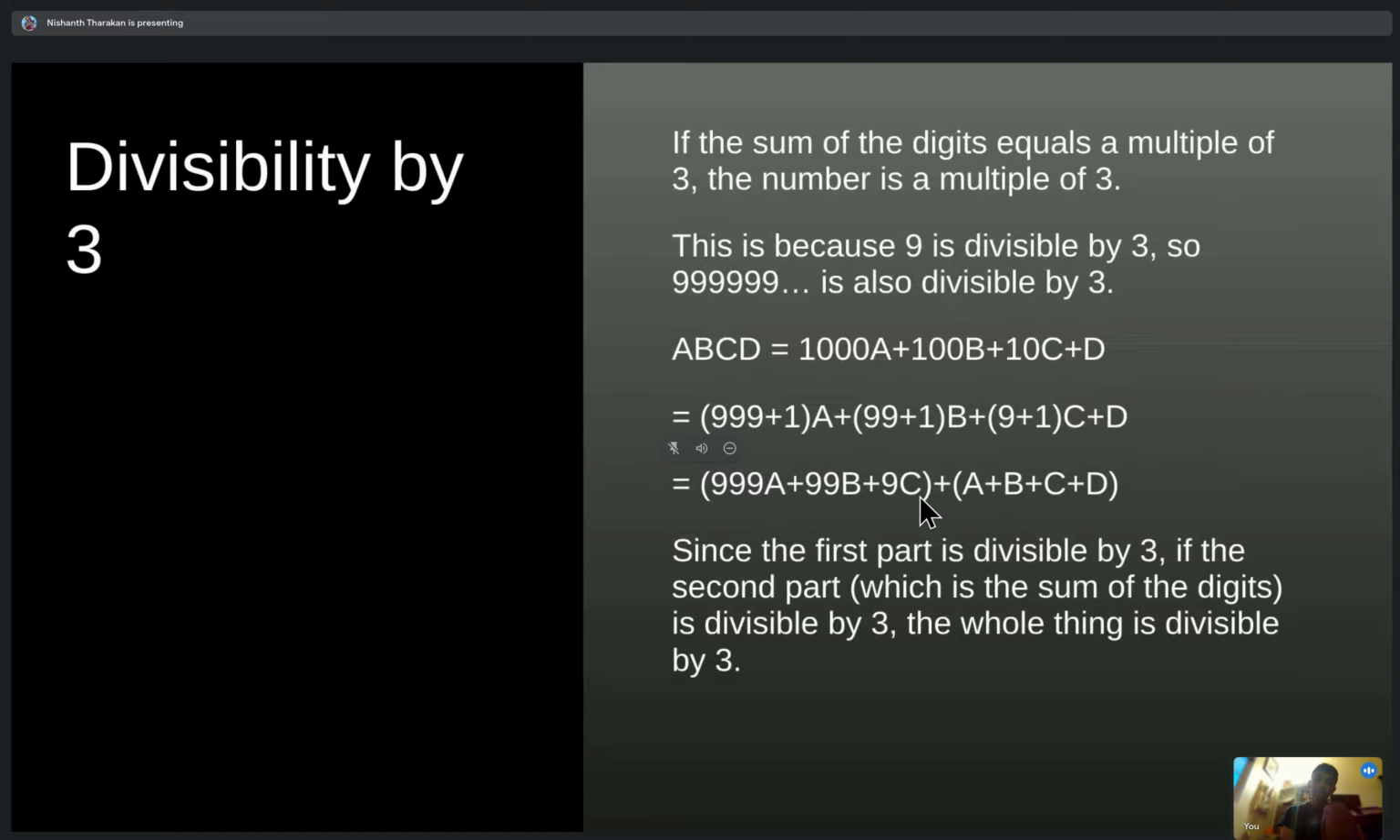Since the first part is divisible by 3, if the second part is divisible by 3, the whole thing is divisible by 3.